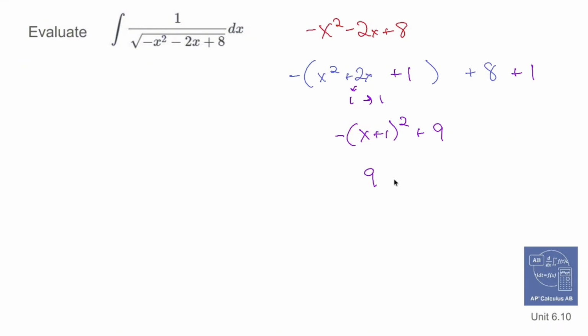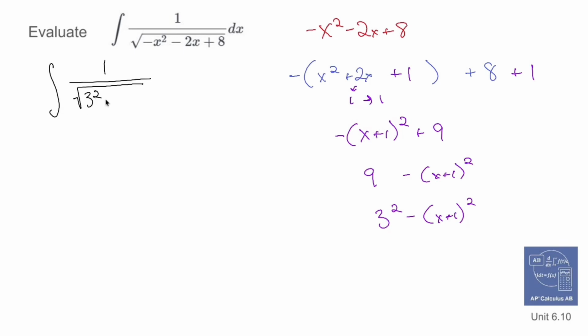Now rearranging it like that, because it's the same thing, and then turning u into 3, I now have what I showed you I needed from before. So I'm going to rewrite this up here as that, so I now have the integral of 1 over the square root of 3 squared minus x plus 1 squared dx.